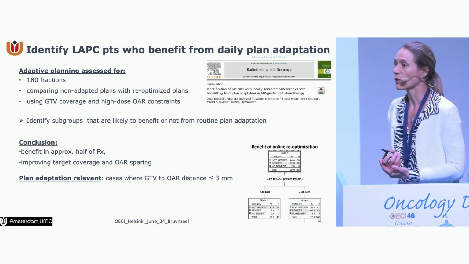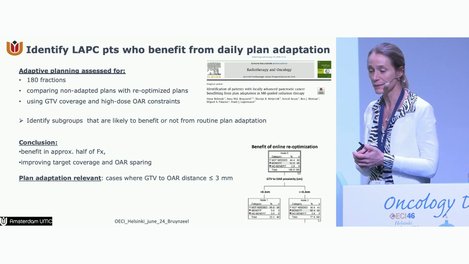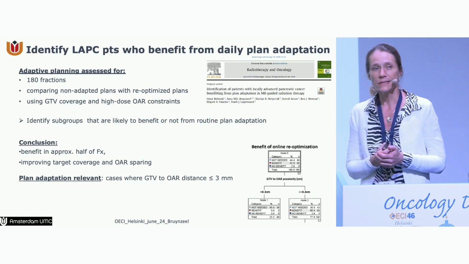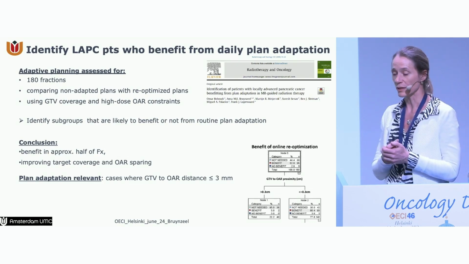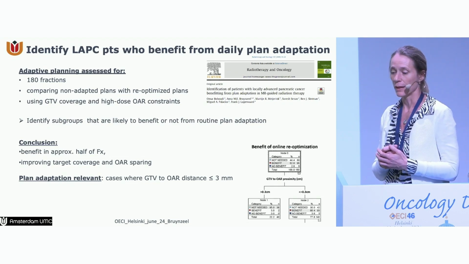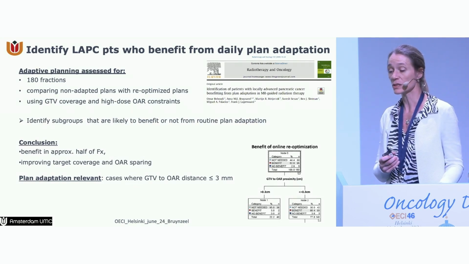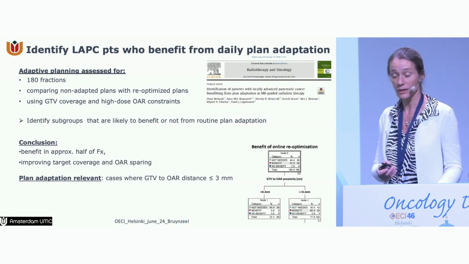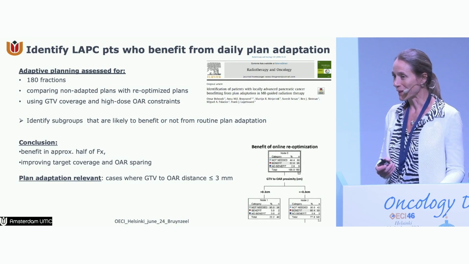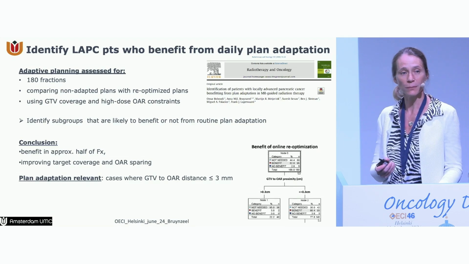Adaptive planning was assessed for 180 fractions by comparing non-adapted plans with re-optimized plans using GTV coverage and high-dose organ at risk constraints. And decision tree analysis was performed to identify subgroups that are likely to benefit or not from this routine plan adaptation. It was concluded that there was a benefit in approximately half of the fractions by improving target coverage and organ at risk sparing, and it appeared that plan adaptation was relevant mainly in cases where the distance between the GTV to the organs at risk was 3 millimeters or less.